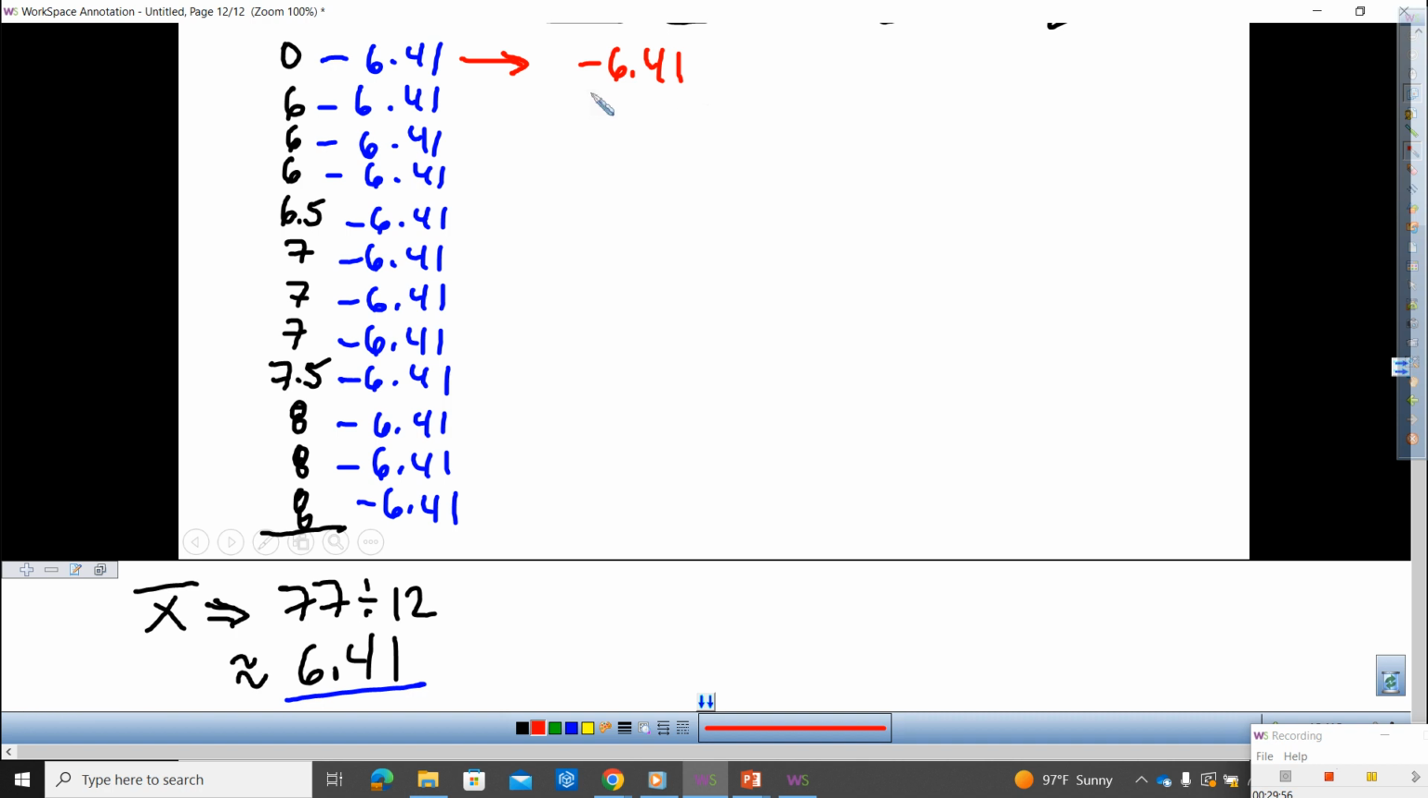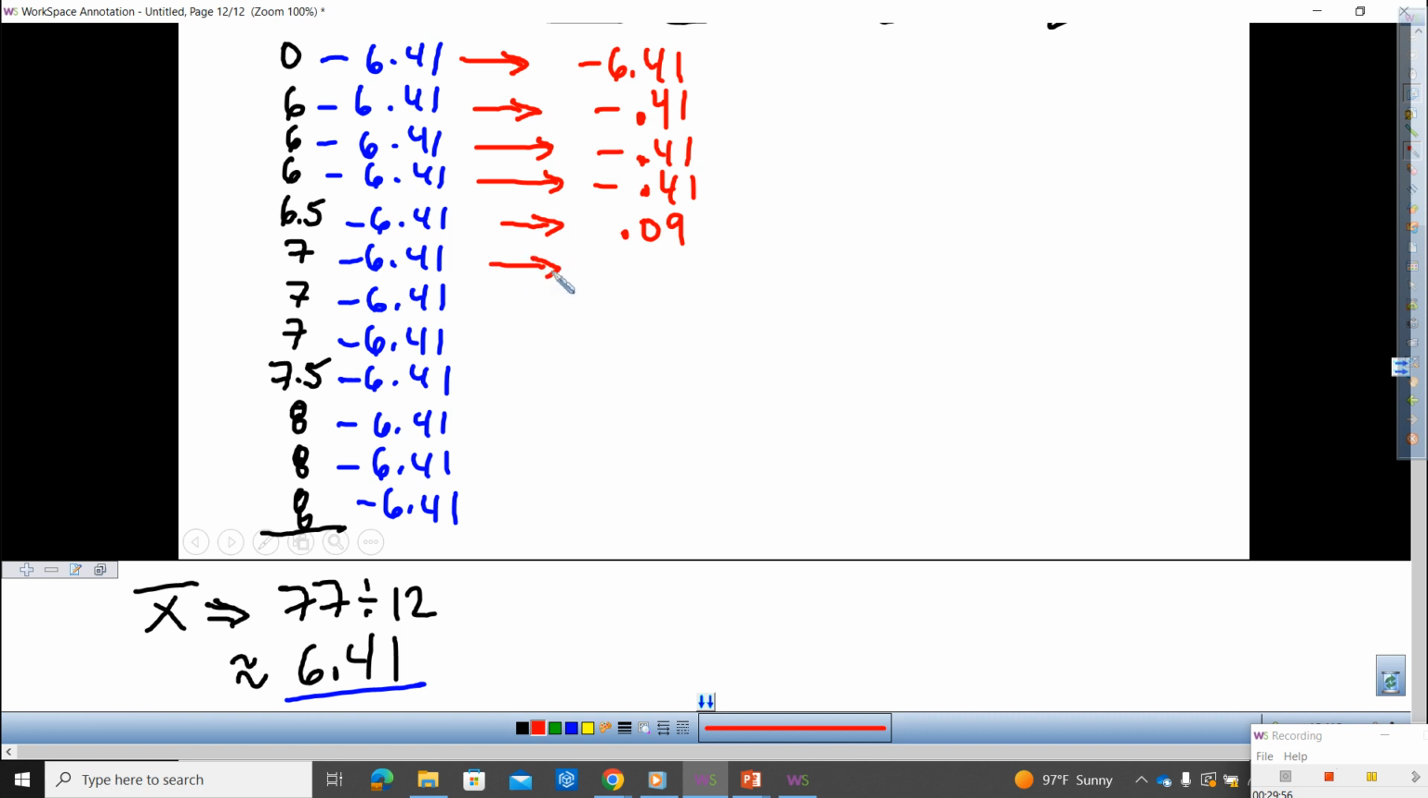So the first one is negative 6.41. The second one, what is it? Negative 0.41. We got that 3 times: 1, 2, 3. Let's go to 6.5 minus 6.41. That gives us 0.09.